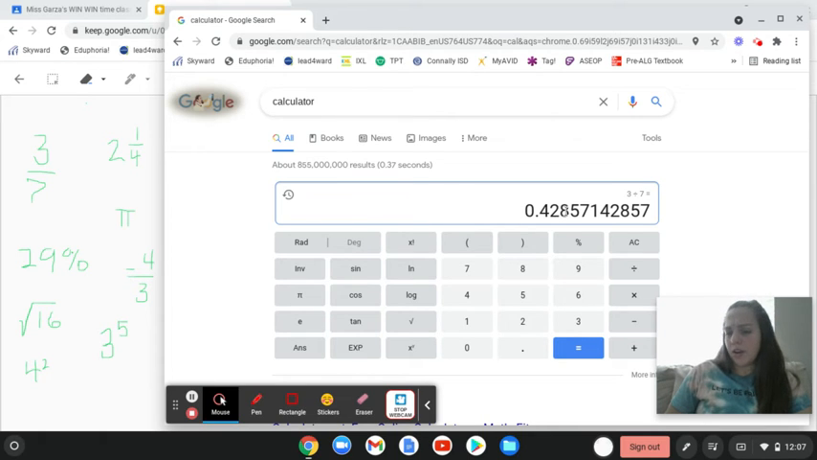I would just go ahead and round those to about 3 to 4 decimal places to make sure that you're going to be okay ordering those from biggest to smallest, if that's what you're doing.